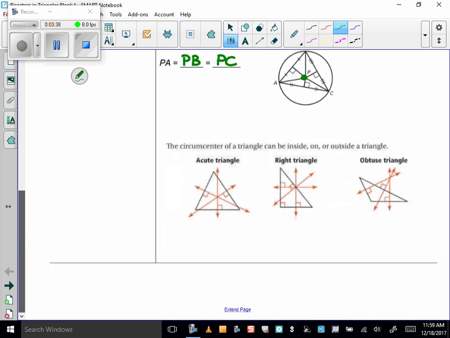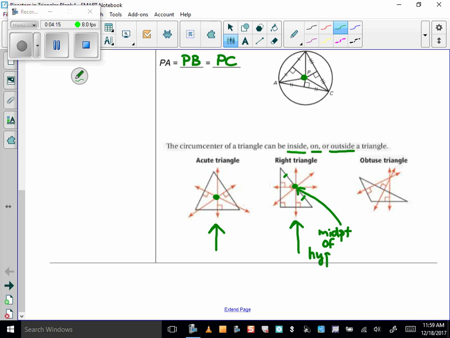Now look at the little diagram I put in here. The circumcenter of a triangle can be inside, on, or outside a triangle. If I have an acute triangle, the circumcenter will always be inside. If I have a right triangle, the circumcenter will always be on the triangle. What will that point be? Because I know it's the point of concurrency of the perpendicular bisectors, if I've got a right triangle, the circumcenter is on the midpoint of the hypotenuse. Boy, you better remember that.